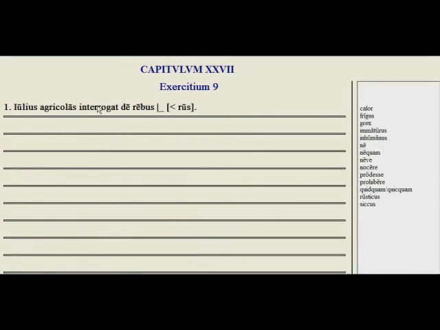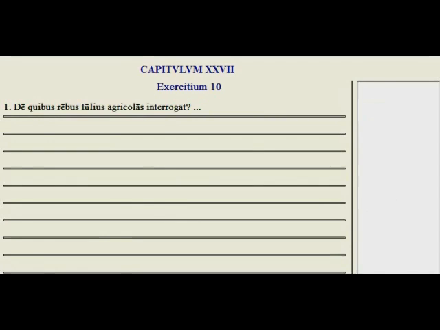Vocab. So Julius asks the farmers about rebus rusticis, country matters. And the last section you can do on your own, question and answer.